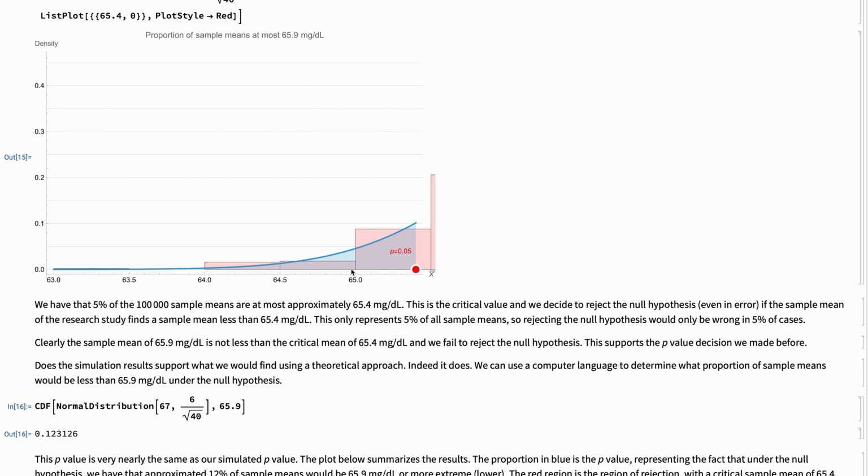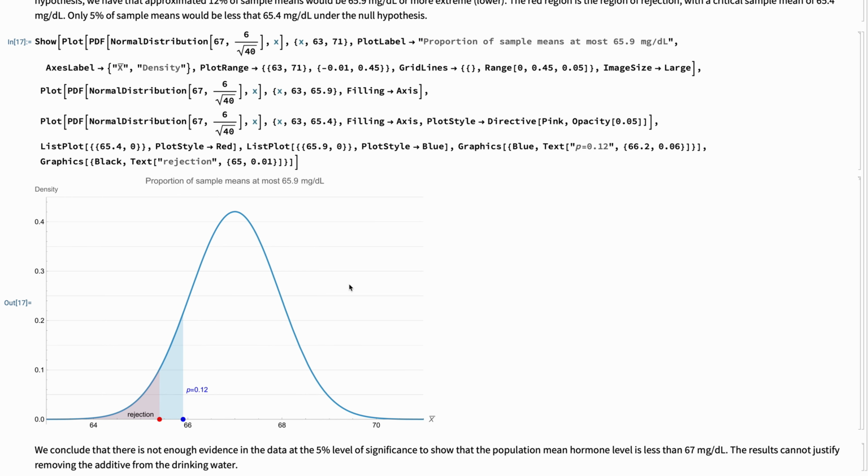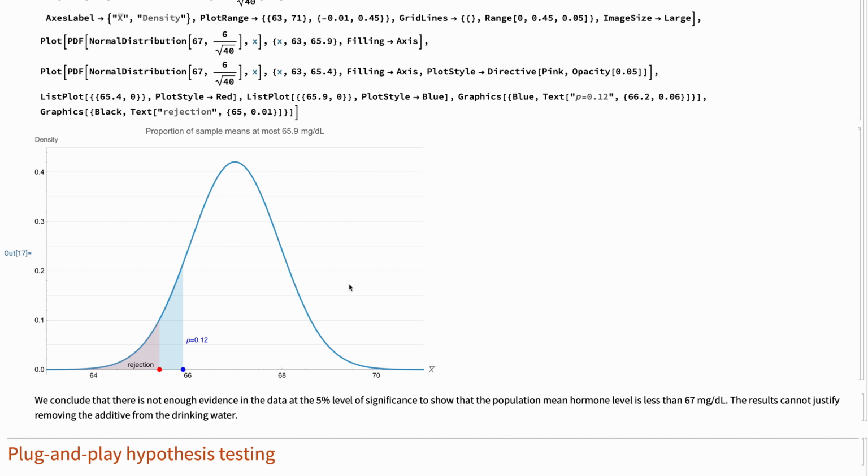We choose this 5% level of significance. That is our type 1 error rate. If we find an X bar in this lower 5%, we're going to say, well, let's reject the null hypothesis and accept the alternative hypothesis. If not, then we failed to reject the null hypothesis. And so let's summarize that all in this plot that you can see here.